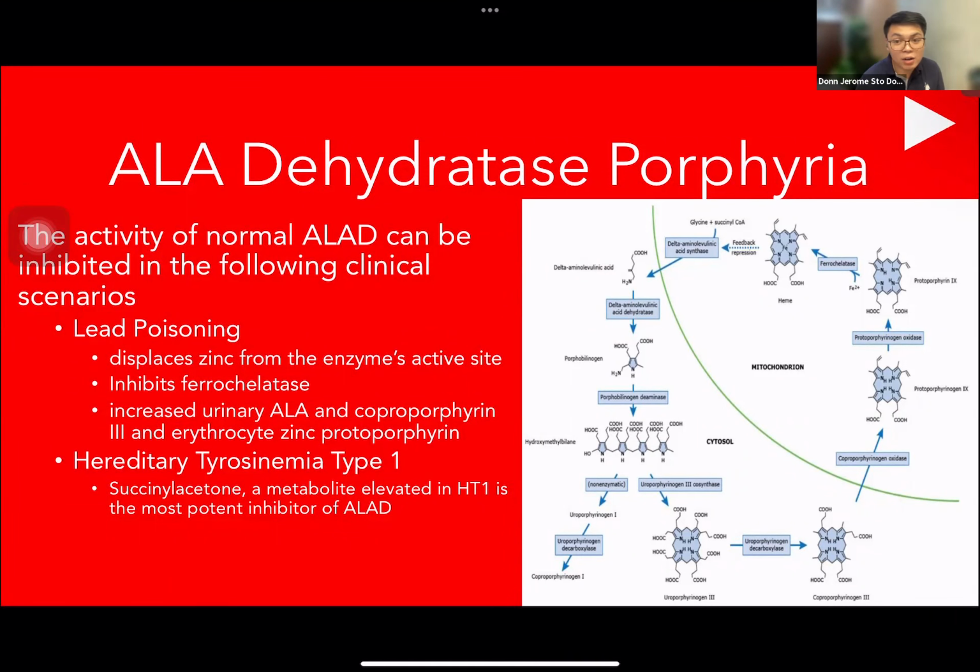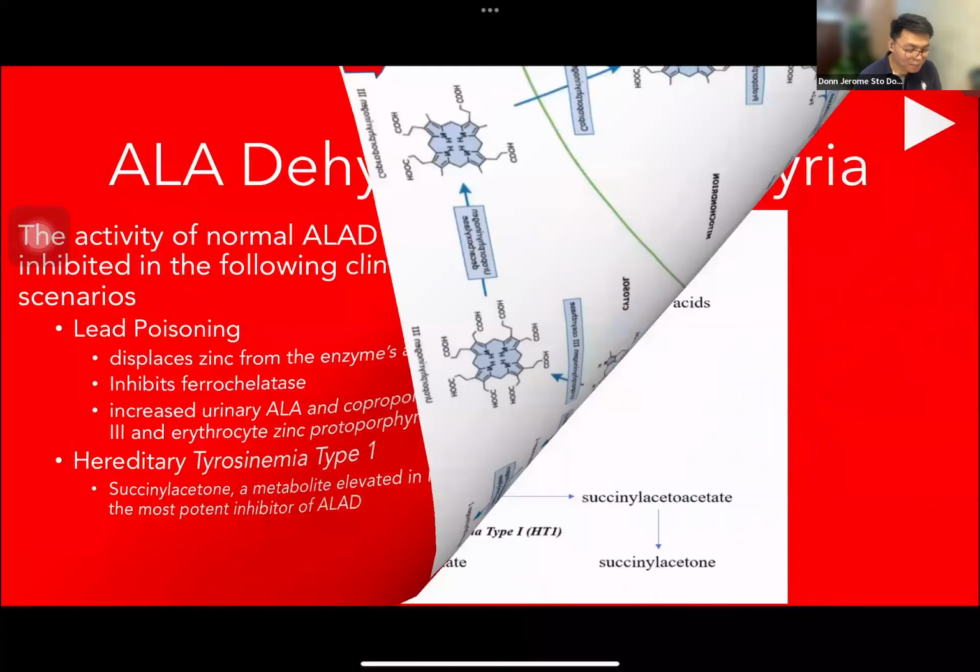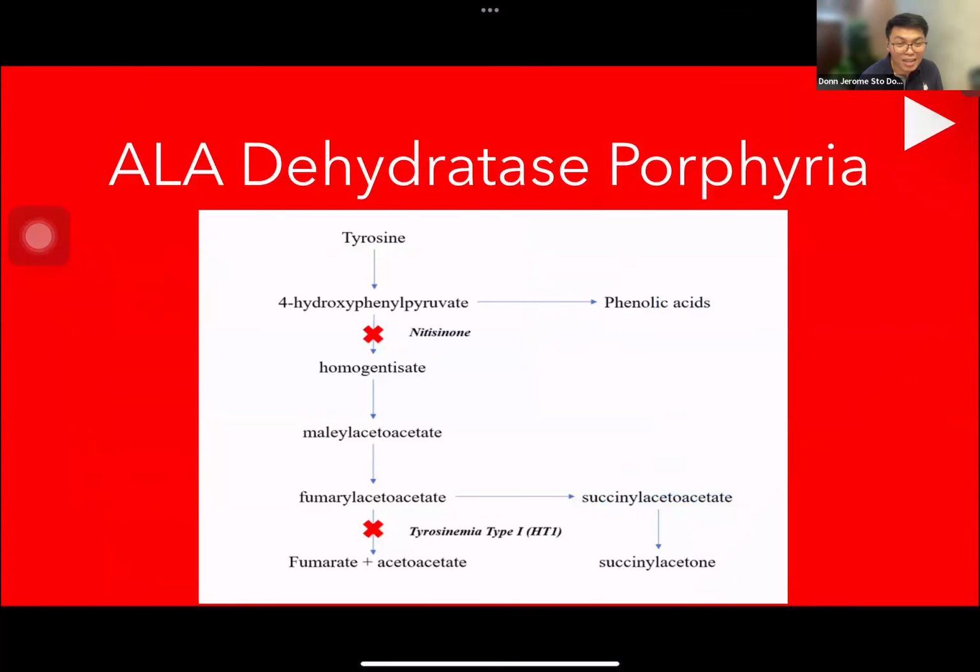Patients with hereditary tyrosinemia type 1. Narinig nyo na yun? Hereditary tyrosinemia type 1. Nasaan na kayo sa protein metabolism, di ba? So, hereditary tyrosinemia type 1 is actually an inborn error in tyrosine metabolism. Naalala nyo, tyrosine can be converted to fumarate and acetoacetate. So, in hereditary tyrosinemia type 1, what's the defective enzyme?